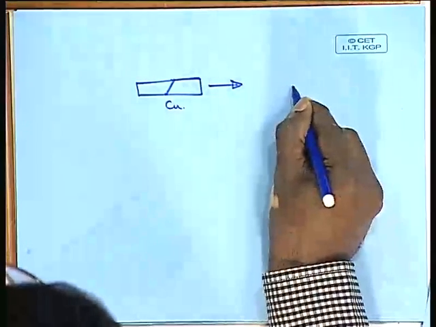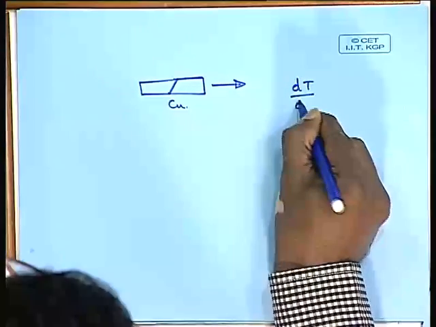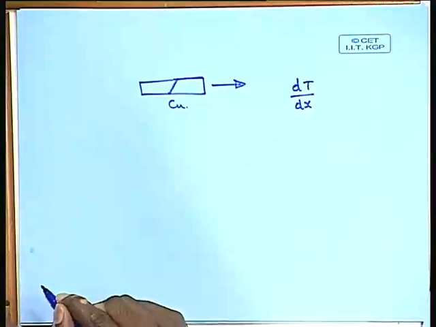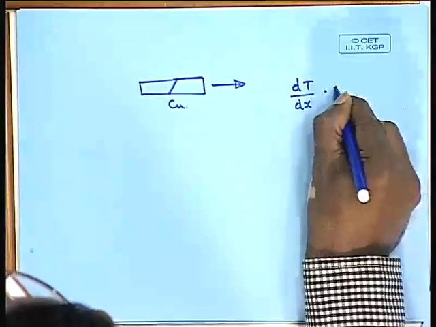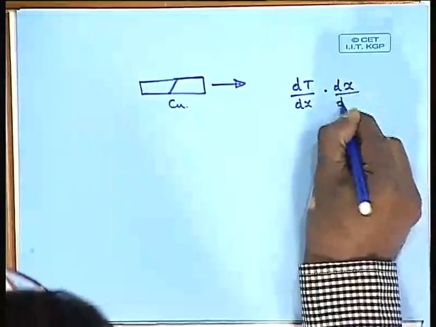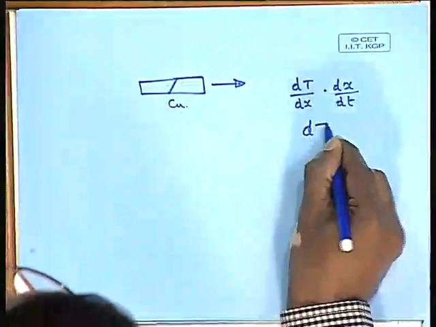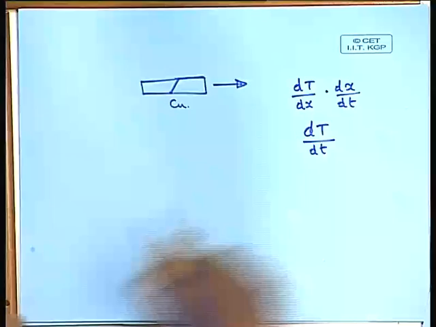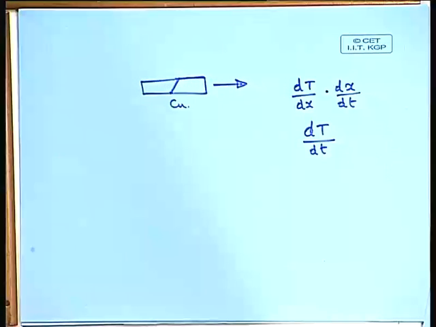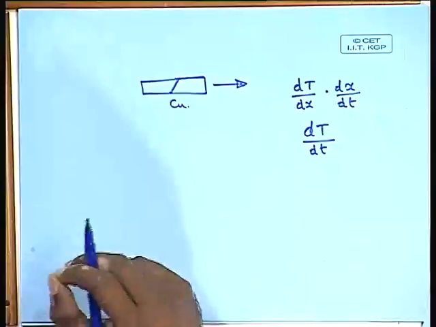Okay, temperature gradient is always given as dT by dx, and the velocity is nothing but dx by dt, isn't it? If we multiply these two, what you get is dT by dt, which is nothing but the cooling rate. So what you need is what is the linear velocity of the thin film which is moving, or the ribbon that is moving.